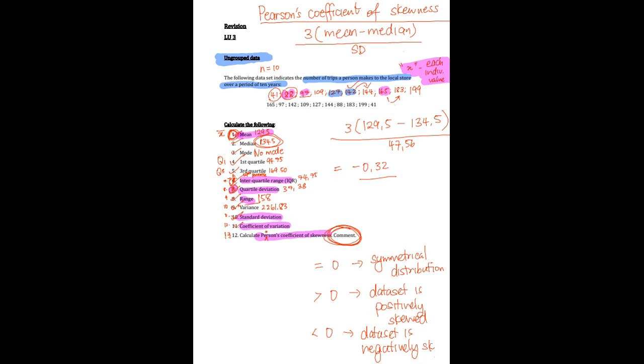So in this case, you have a negative value for your coefficient. So you will say that therefore this data set is negatively skewed.